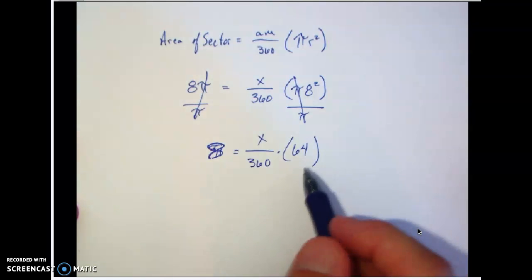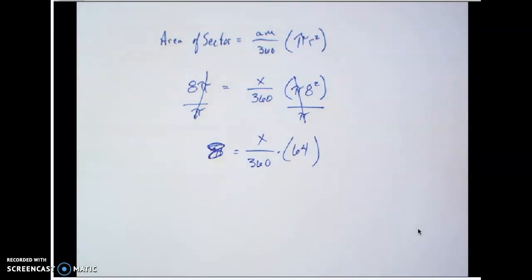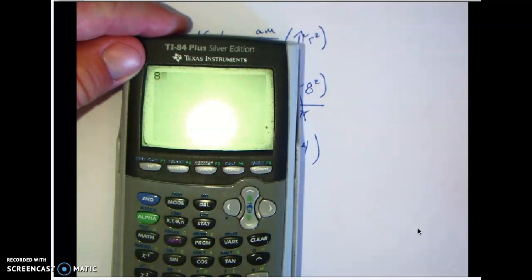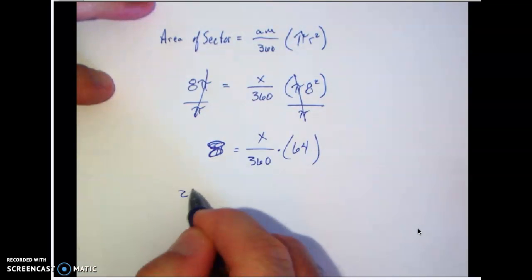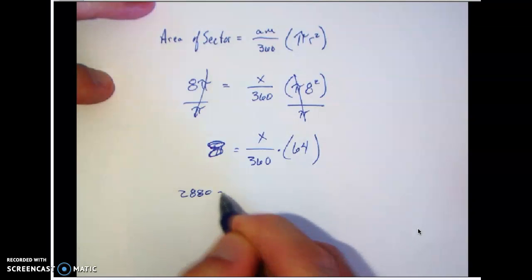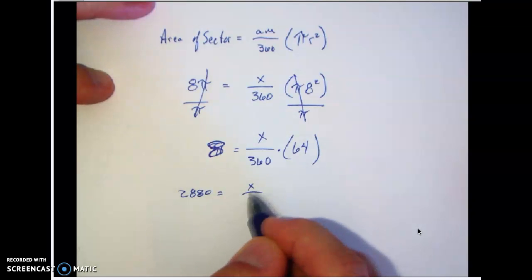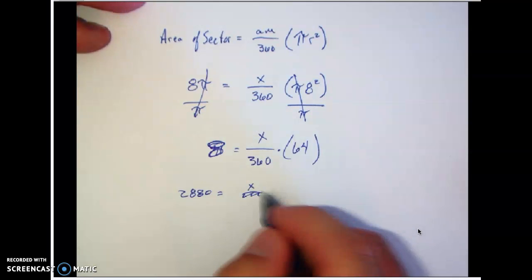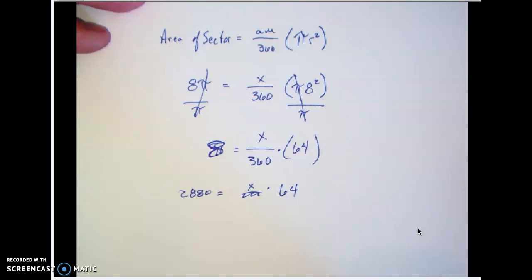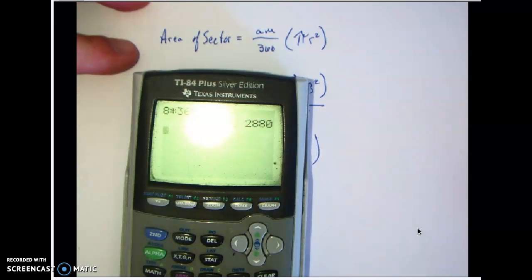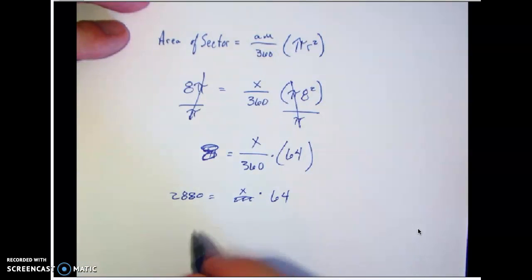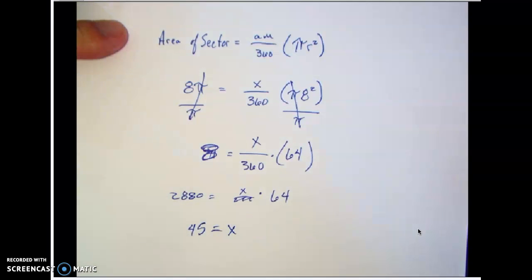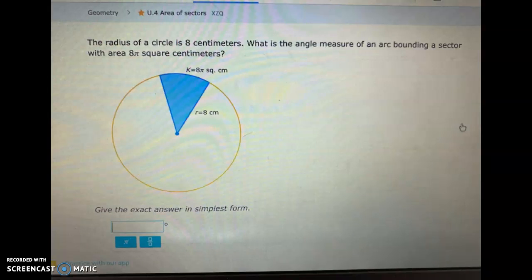All right, so from this point, we could multiply both sides by 360. So if we take 8 times 360, we get 2,880. We multiplied by 360, so that part's gone, and we have x times 64. Now we're going to divide both sides by 64. So that 2,880 divided by 64, we find that x is equal to 45. And so that would be our angle measure for our central angle here, 45 degrees.